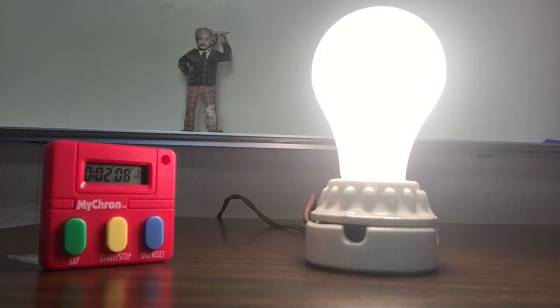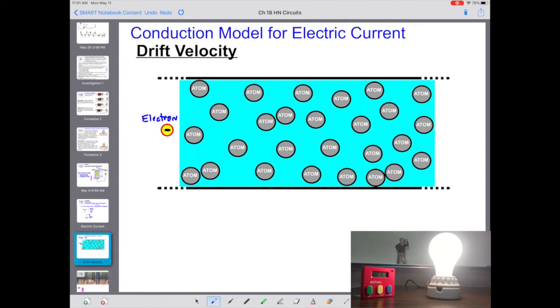Looks like we're at about 2 minutes and 10 seconds. Still not a single electron has made it from the outlet to the filament of that light bulb yet. So now let's picture what exactly is going on in that electric current. We have our electron here. It needs a reason to flow.